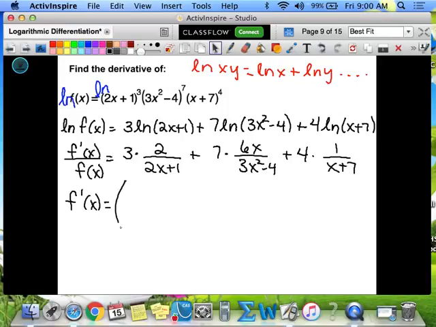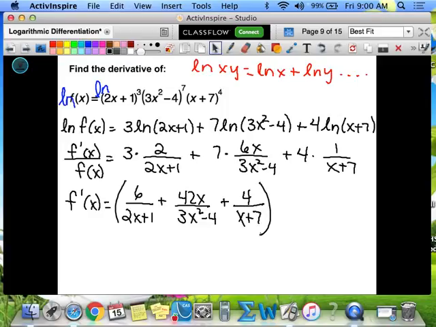All right, so 6 over 2x plus 1 plus 4 over 2x... plus 3x squared minus 4 plus 4 over x plus 7, times f of x. But we know what f of x is. What is f of x? The original problem. That terribly ugly thing that we didn't like until we changed it.